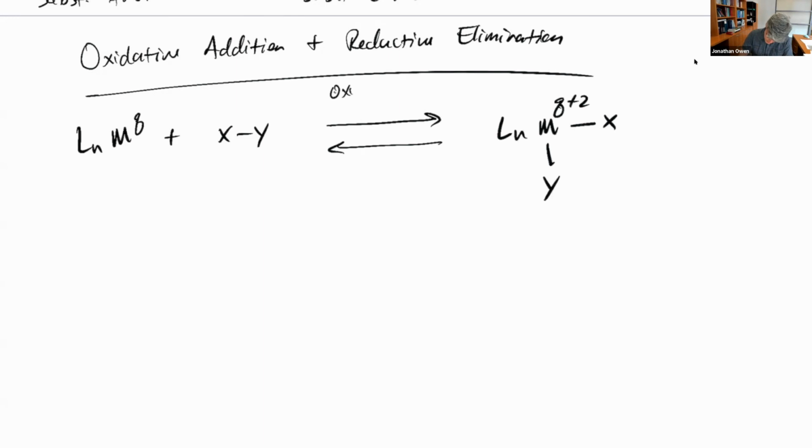This is oxidative addition of two new ligands. This direction is reductive. You're reducing the metal center from Q+2 back to Q.